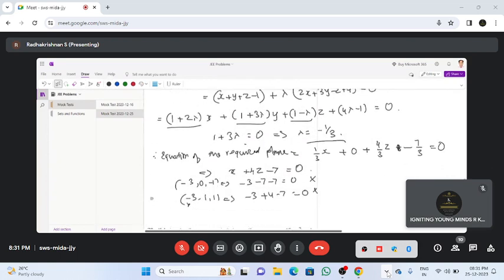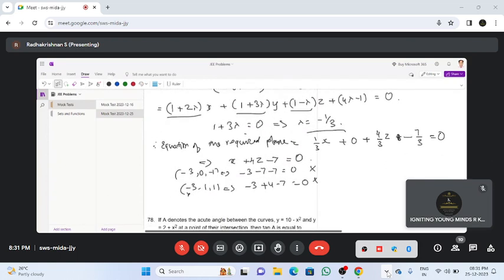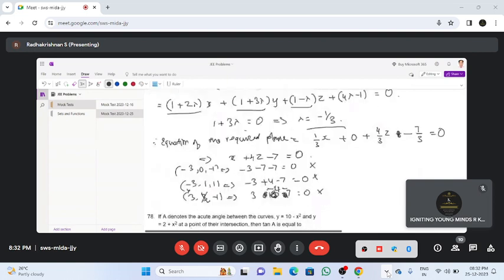Next, 3, 3, minus 1. 3 plus 12. Sir, 3 minus 4, sir. 3 plus 4 into, oh, okay. Minus 4. Yeah, 3 minus 4 minus 7 equal to 0. So that is also not matching. So what is the other one? 3, 2, 1.